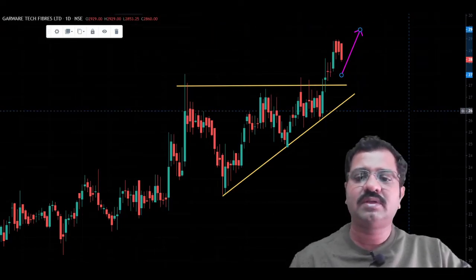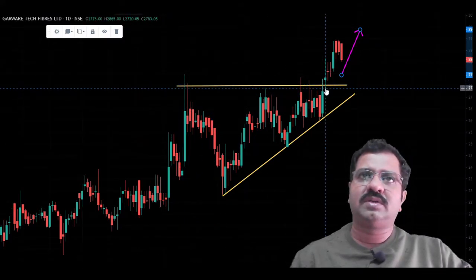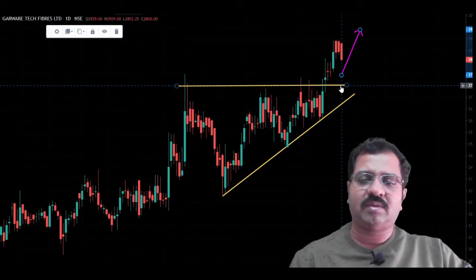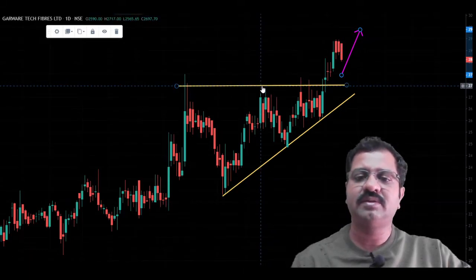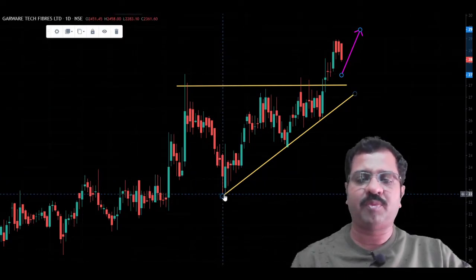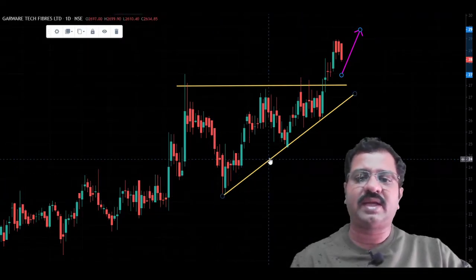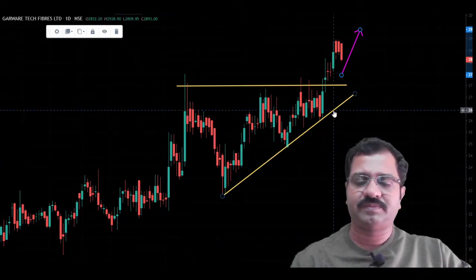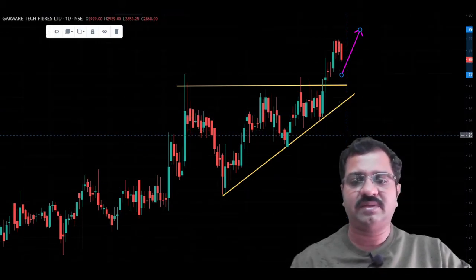This is called an ascending triangle because the top line of this triangle is a horizontal resistance line and the support line is a trend line. So overall, this triangle looks like going upward. Okay, so this is called an ascending triangle.